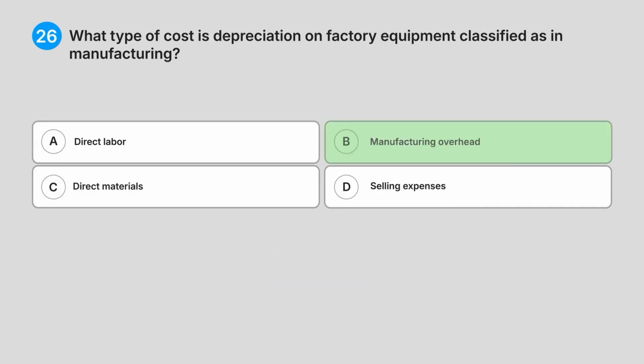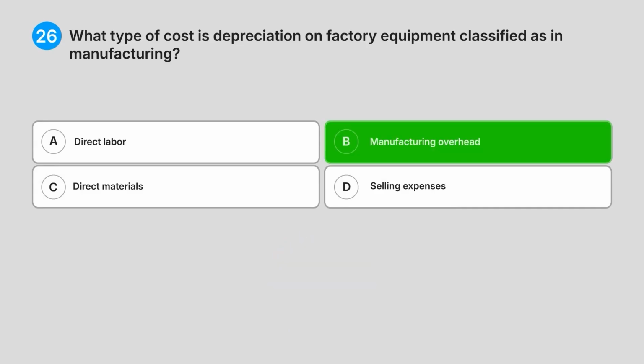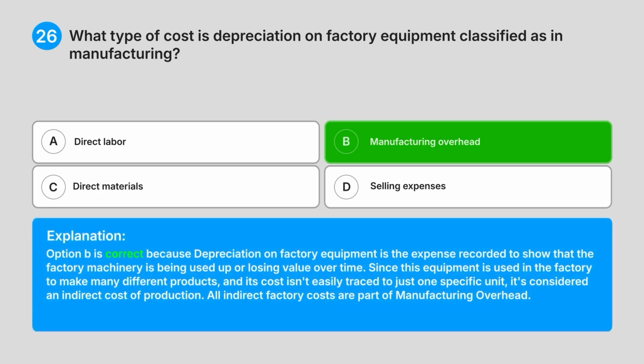Correct answer, B. Manufacturing overhead. Explanation. Option B is correct because depreciation on factory equipment is the expense recorded to show that the factory machinery is being used up or losing value over time. Since this equipment is used in the factory to make many different products, and its cost isn't easily traced to just one specific unit, it's considered an indirect cost of production. All indirect factory costs are part of manufacturing overhead.